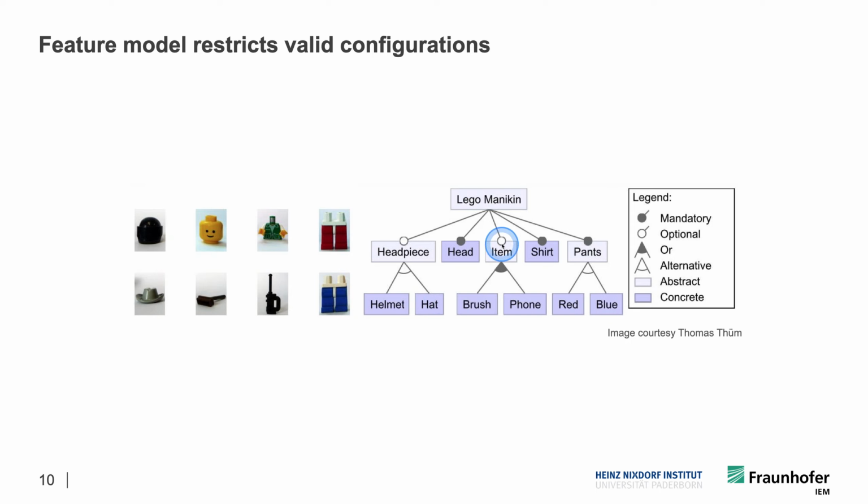Then it can also optionally have several items like a brush or a phone. It has to have a hat and it has to have a shirt, for instance, right? So this is how you can read these kinds of feature models. Ultimately, such a feature model can be translated into a huge Boolean expression that tells you exactly which kinds of configurations and combinations here are valid and which ones are not.